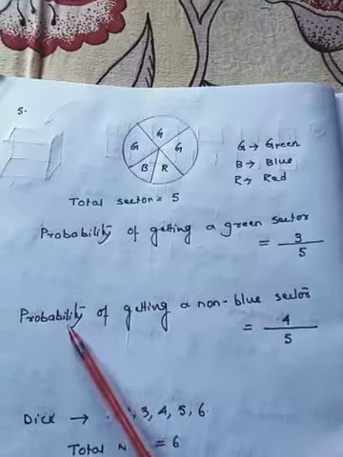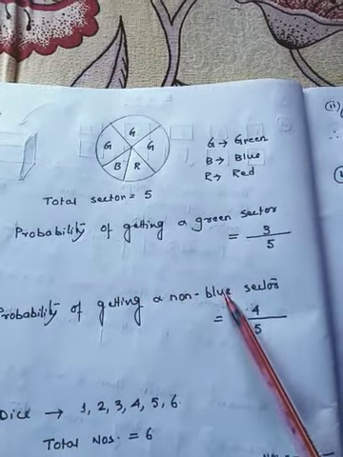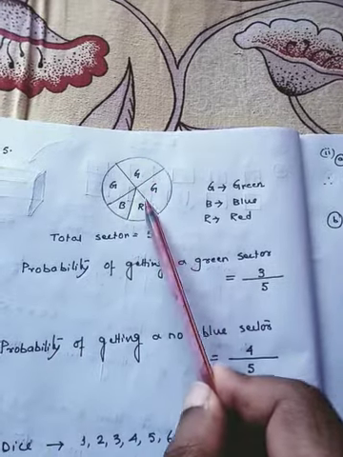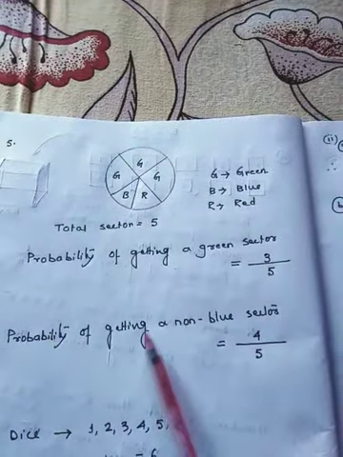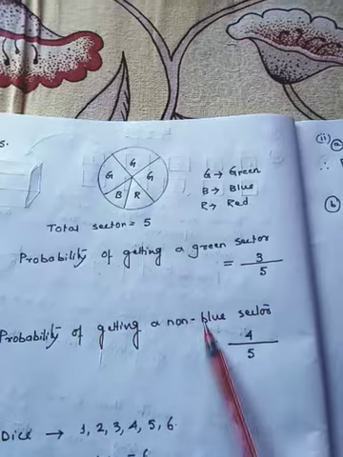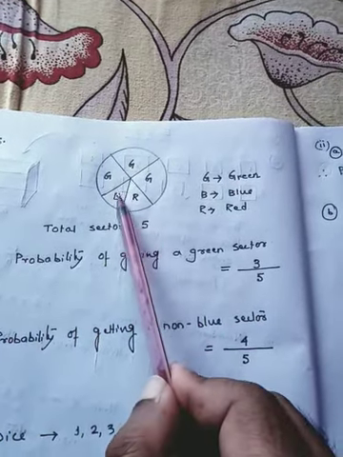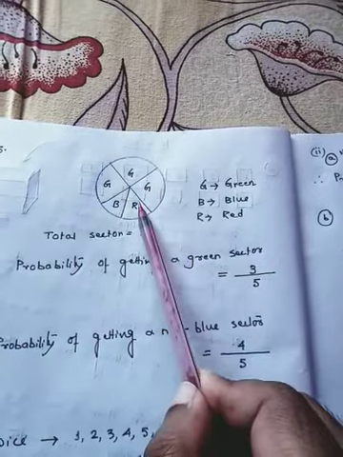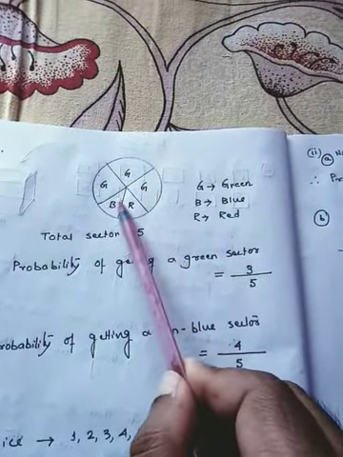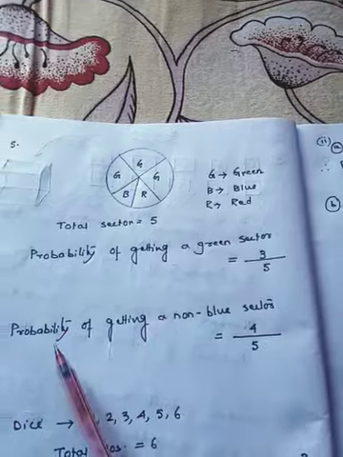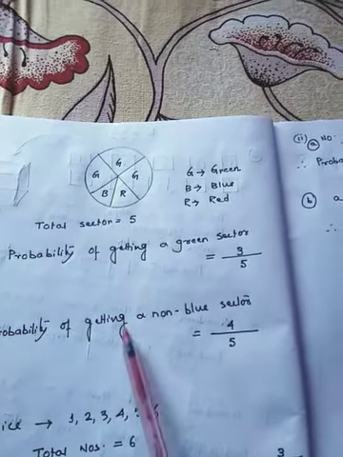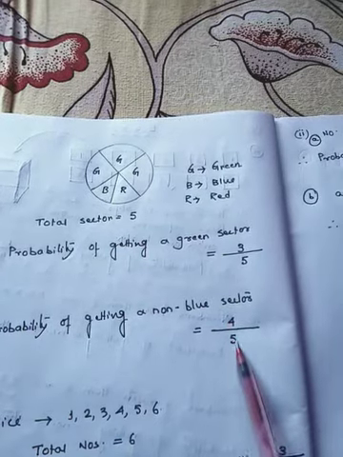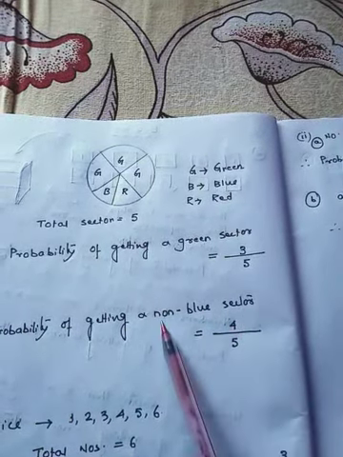Now the next question they have asked: probability of getting a non-blue sector, that is except blue, how many sectors will you get? 1, 2, 3, 4. Non-blue means which is not blue. So we have to avoid this blue sector and count all the other sectors. So how many sectors are there except this blue? There are 4 sectors, isn't it? So the probability of getting a non-blue sector is equal to 4 upon 5. Out of 5, there are 4 sectors which are non-blue.